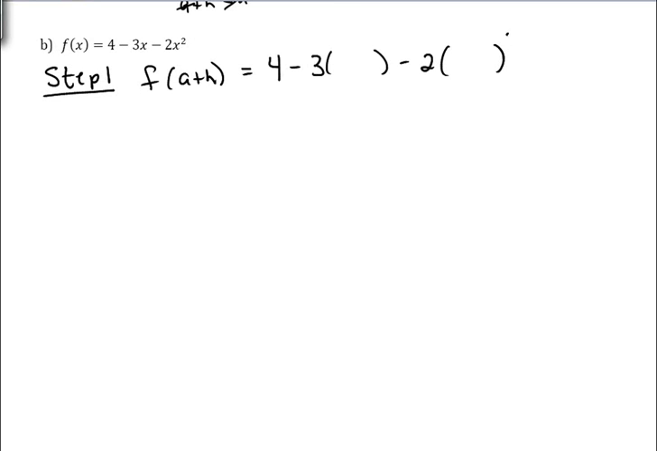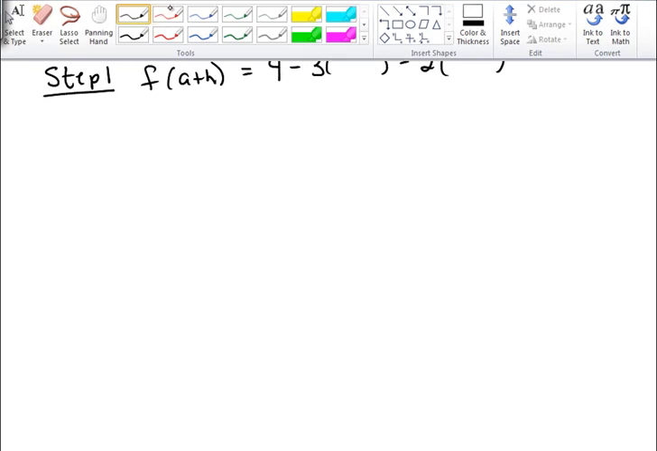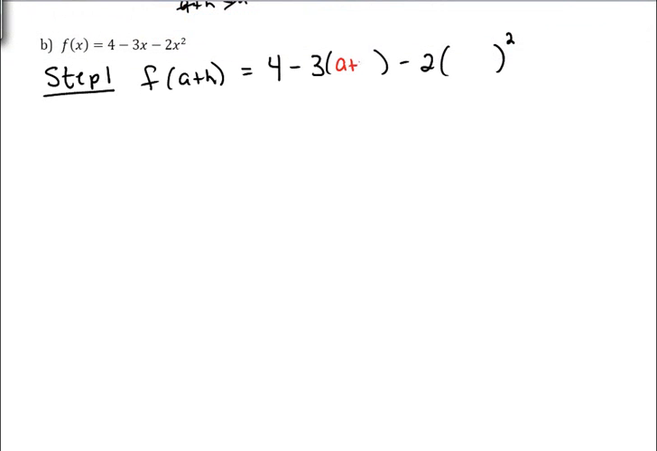In our next example, this is a polynomial, it's a quadratic function, and so remember the graph of a quadratic function is a parabola, and so we're going to do the same thing here. So step 1 is to find f of a plus h. So we're going to replace our x with a plus h. So our function is 4 minus 3 times x minus 2 times x squared. And in my parentheses where the x used to be, we're going to put this a plus h.